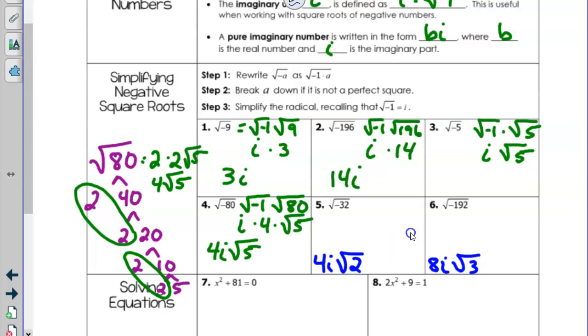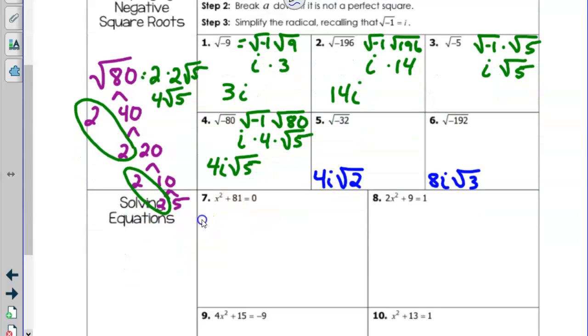Alright. So if you only have a square root, you're simplifying. Again, you only get the positive root. Now we're going to be moving into equations, so now's where we have to use that plus or minus.